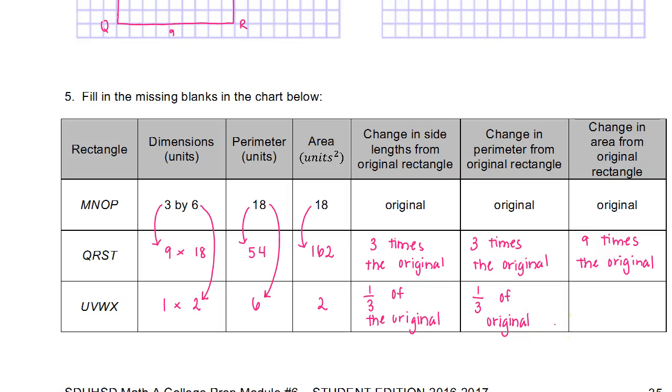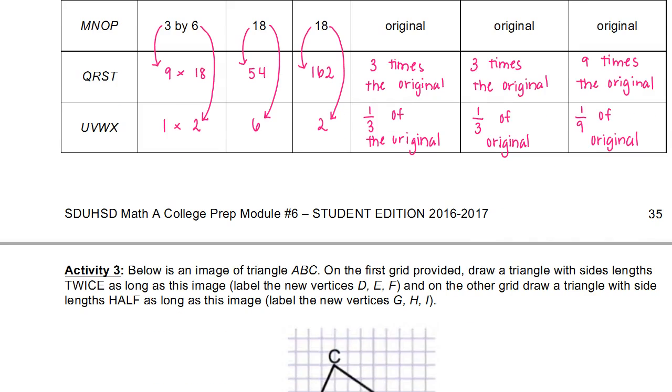And if we look at the area, the area of the original was 18, and the area of the new smaller rectangle is 2. And so we have a change of 1/9. The new rectangle is 1/9 of the original when we're comparing the areas. So on the next page, we're going to walk through a similar problem, but this time we have a triangle.